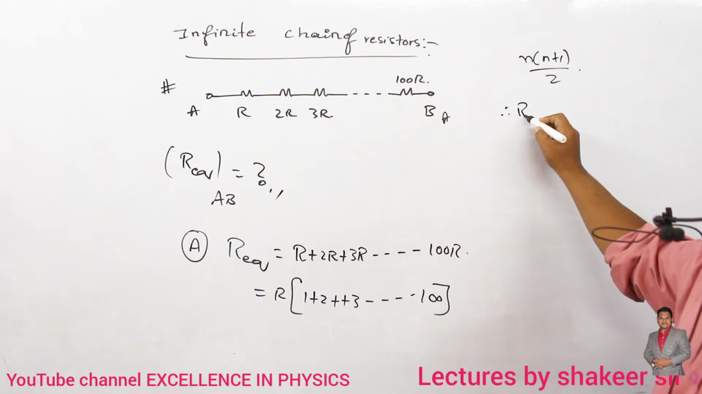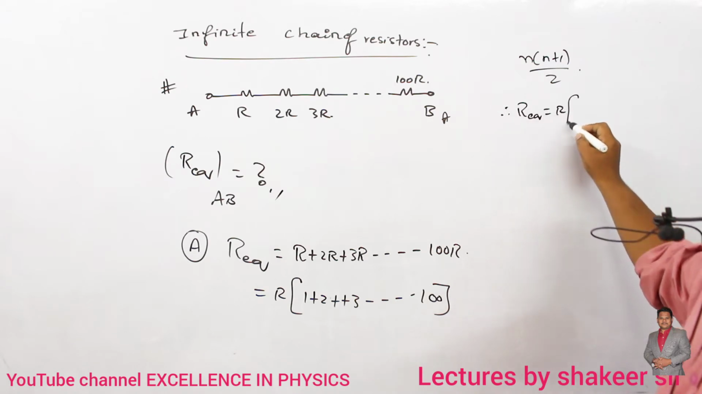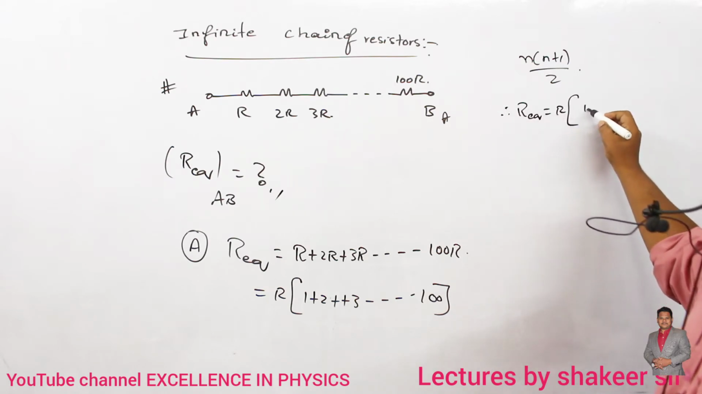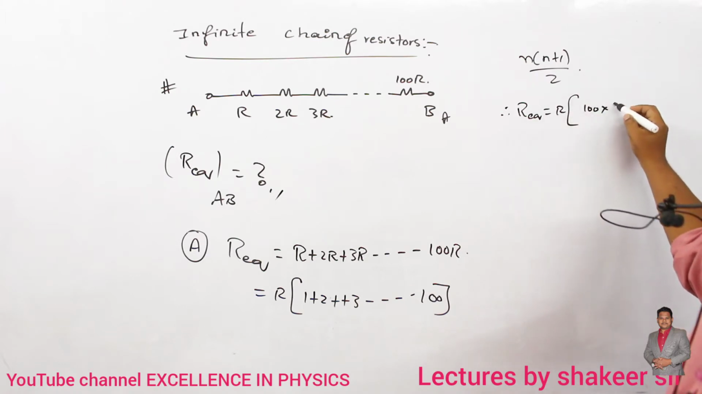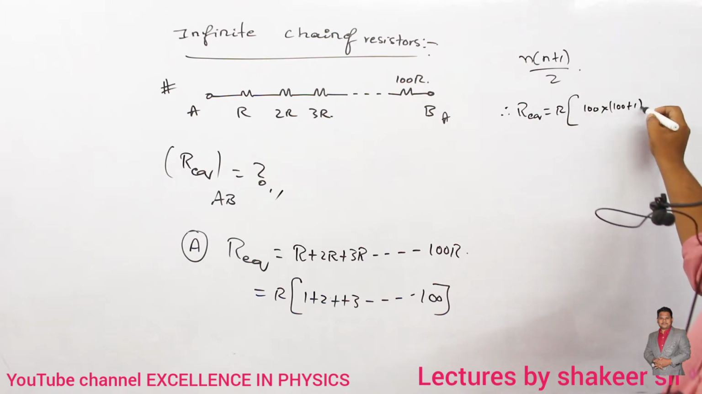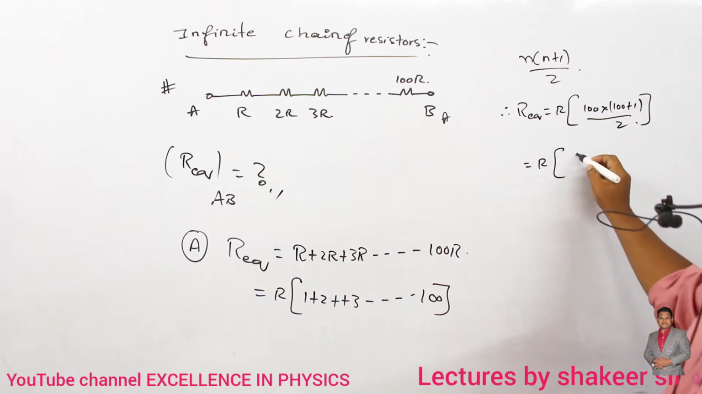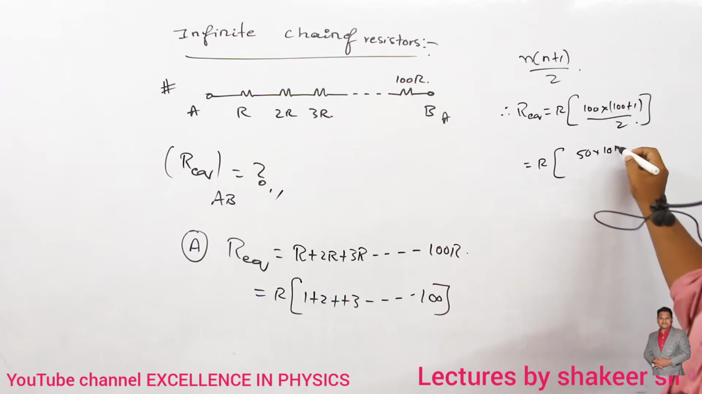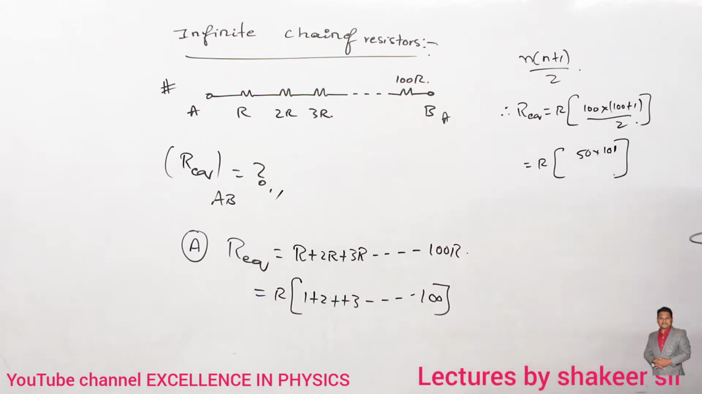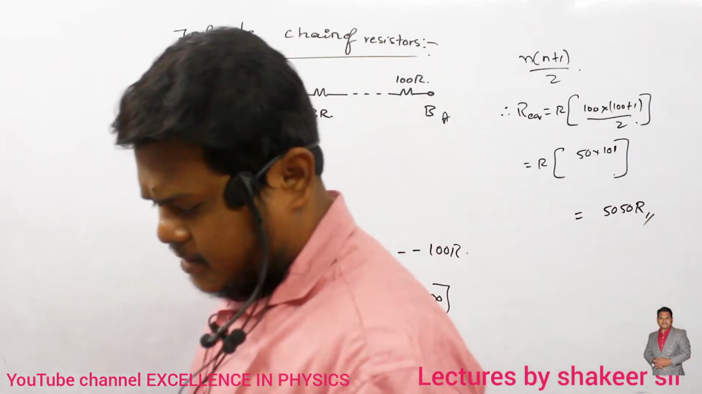So therefore, total R equivalent is equal to R into n, how many? 100. 100 into 100 plus 1 divided by 2. So therefore, R into 50 into 101. Multiply this one, that should be our total equivalent resistance. So 101 into 50 is how much? 5050. 5050R. I think that is the answer.